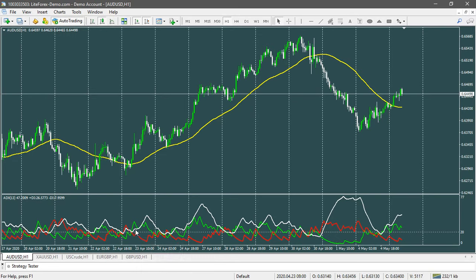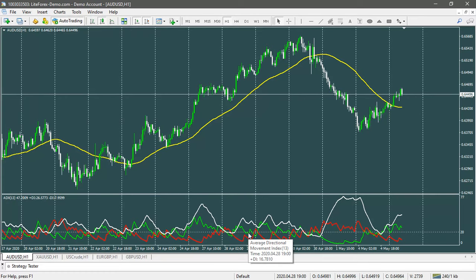So when the white line is trending upwards, it's an indication that a trend is forming and a trend is strong. For as long as it keeps moving in the upward direction, we know that a trend is strong and likely to continue. Now, when the slope changes from up to down, it does not mean you should sell. No. A negative slope of the ADX is just a sign that a trend is losing strength.